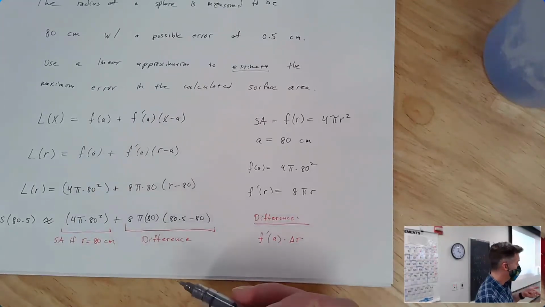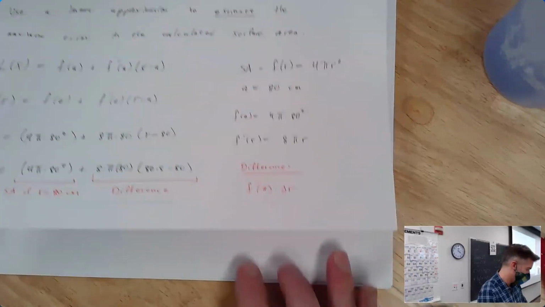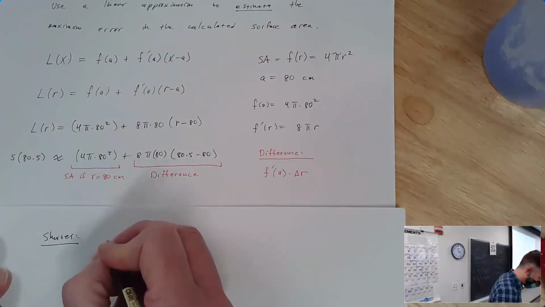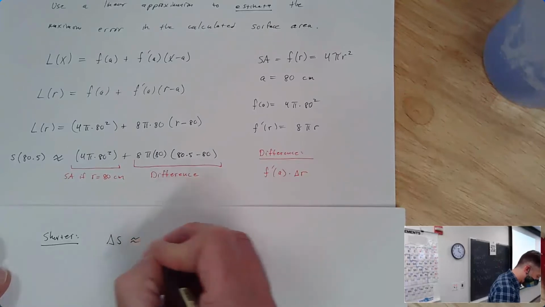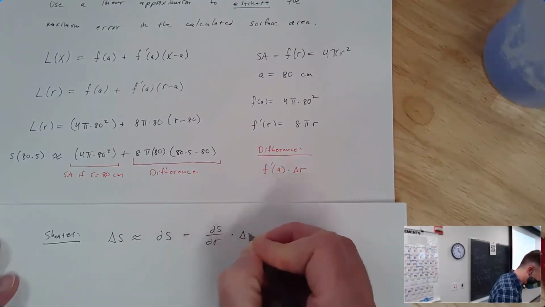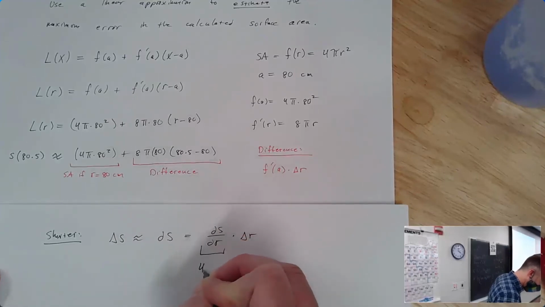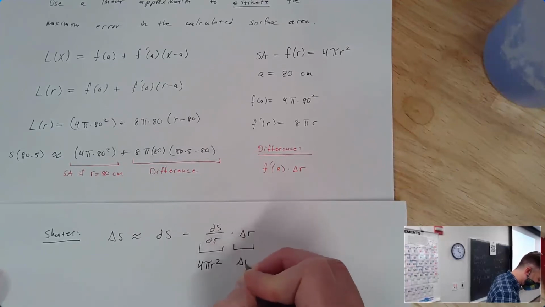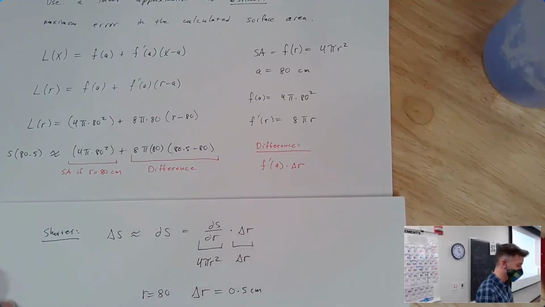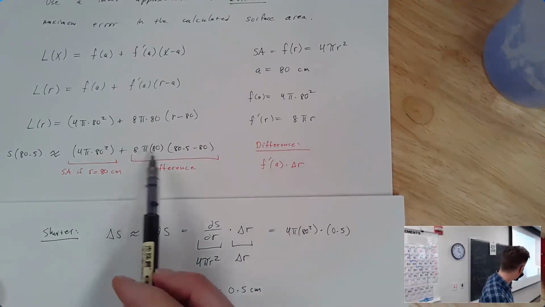If you're being asked just to find the change in something or approximate the difference in something, you're really just doing the derivative times the change in the input. The shorter answer to this question would just have been: if I want to find the approximate change in surface area, it's going to be the differential surface area, which is just the derivative times the change in the input. I know I'm using S and F kind of interchangeably. Sorry, that's not the best notation. If you're plugging in r equals 80, and the biggest possible change in r is 0.5 centimeters, that's 4 pi times 80 squared times 0.5, which is exactly the same thing we have right there.